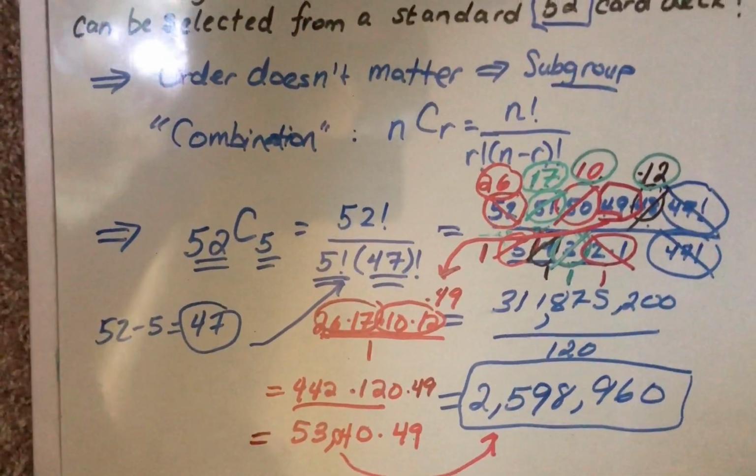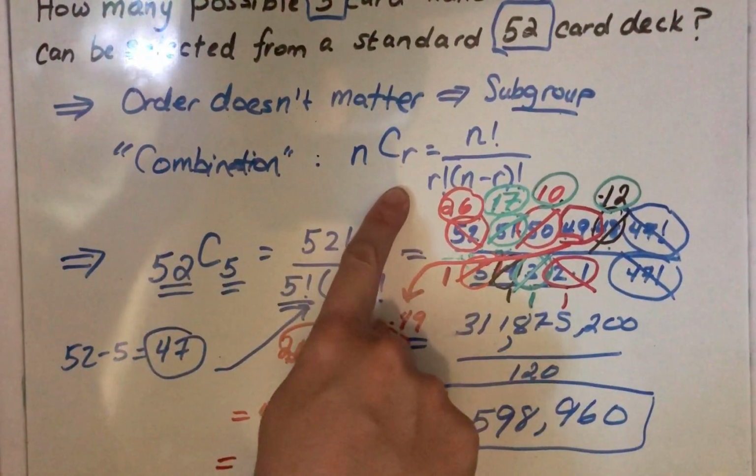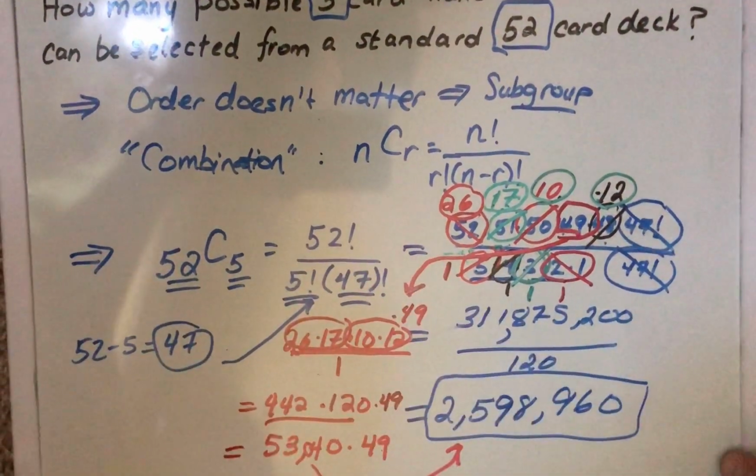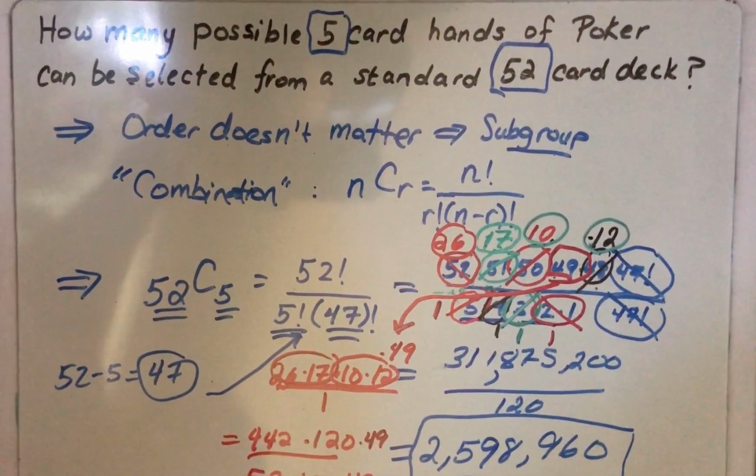So I hope that helped clarify how you can use the combination formula to address a problem involving picking subgroups where order doesn't matter, such as a card of poker hands.